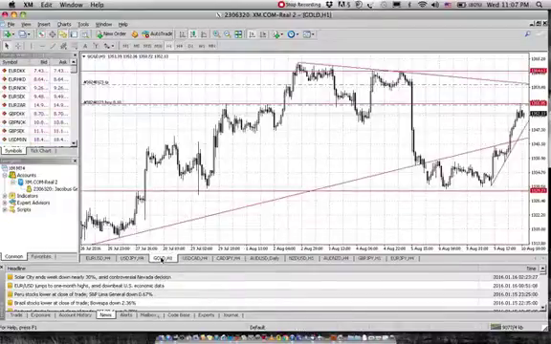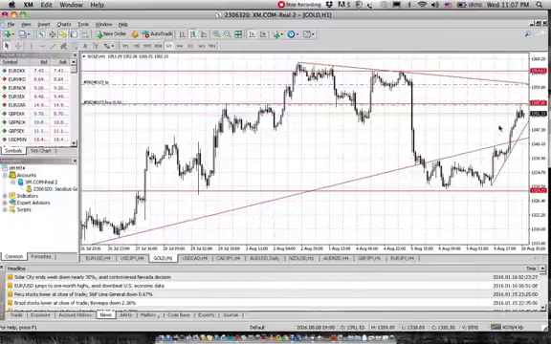Gold, as you can see on gold, the market took me into this trade at this level over here, and I've placed my possible take profit just underneath this trend line over here, just to play it safe.